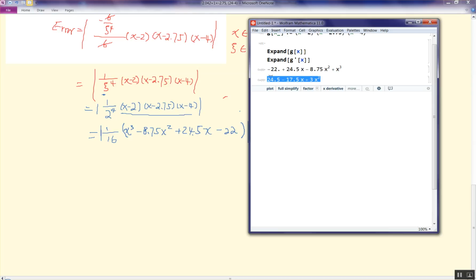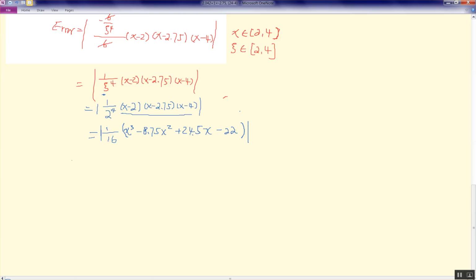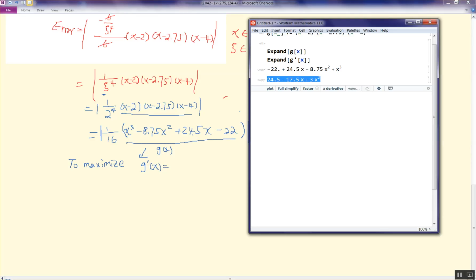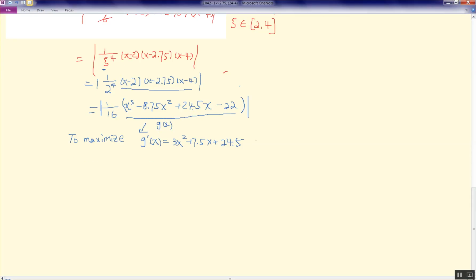So the next step is to maximize this term, which I already called g of x. I will find g prime, which is this, and then set it to 0 to look for the critical points, using the quadratic formula. It's very easy to find that x is 7 over 3 and x is 7 over 2. So two values. And remember, this x is also from 2 to 4. This is a closed interval.